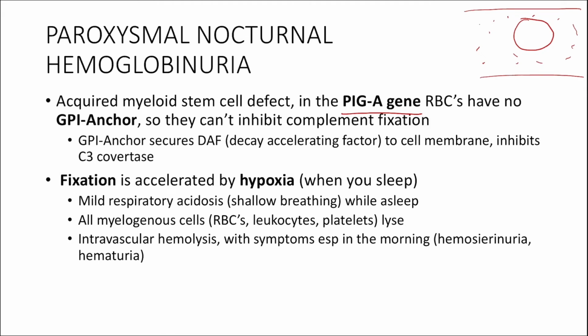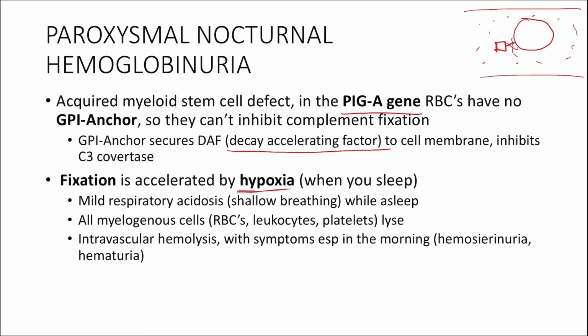In order to avoid that, you have factors like DAF, which is decay accelerating factor, bound to the cell membrane by the GPI anchor. And this would basically inhibit complement fixation. But if you have a defect in the PIGA gene and then a defect in the GPI anchor, which means that the DAF is not able to bind to the RBC, that means that complement fixation cannot be inhibited any further. And this is precipitated in terms of stress, like hypoxia.